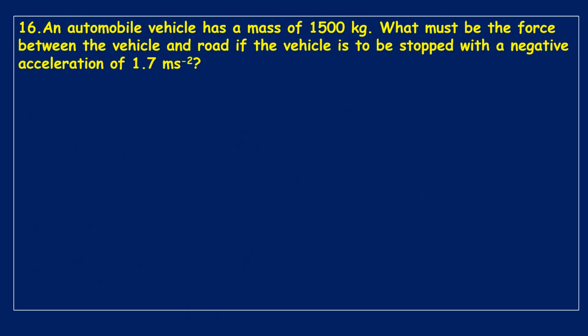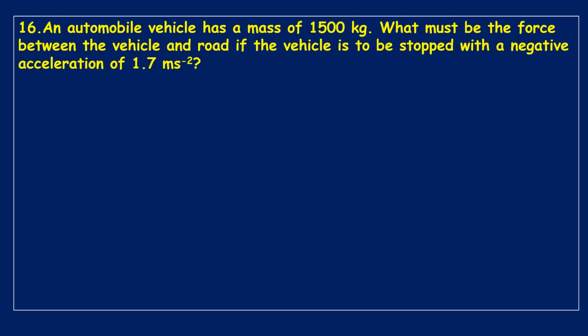Now children, we will see the next question. An automobile vehicle, it can be anything, a motorbike, a truck, a lorry, a bus, a car, a jeep, or an auto, whose mass is given as 1500 kg. Now the question is, what must be the force between the vehicle and road if the vehicle is to be stopped with a negative acceleration? That means if you want to stop the vehicle with a retardation, a deceleration of 1.7 meters per second square, what is the force that you have to apply on it?